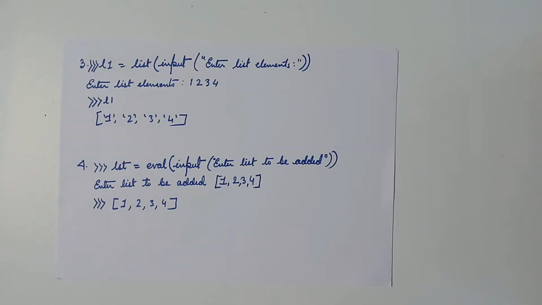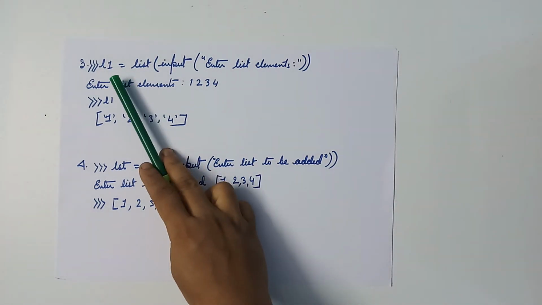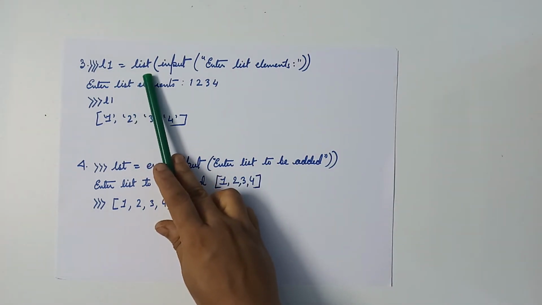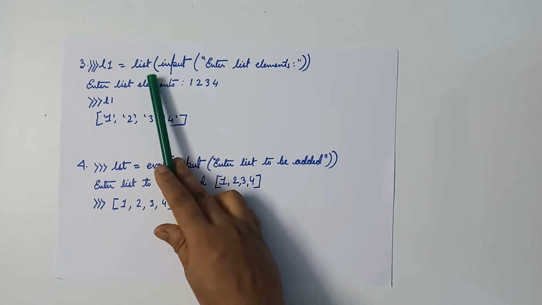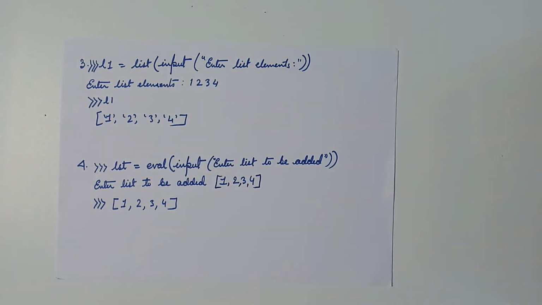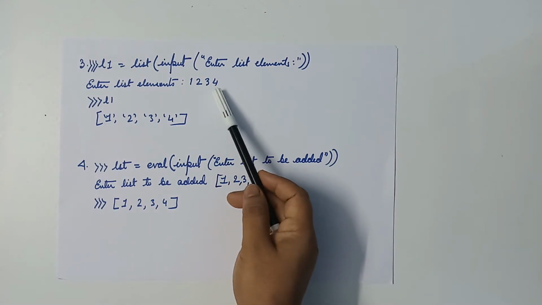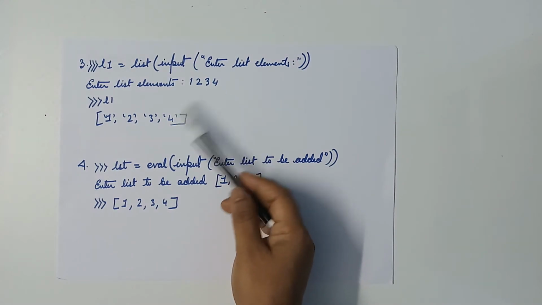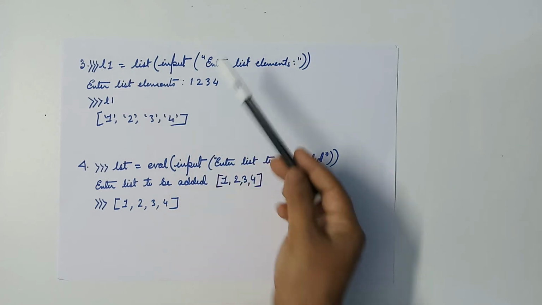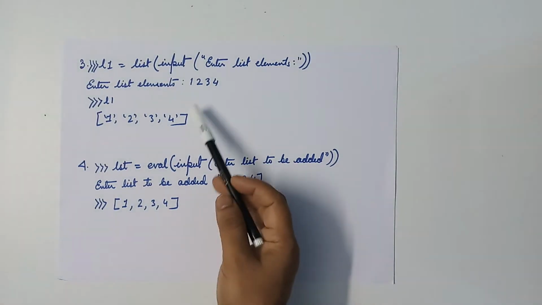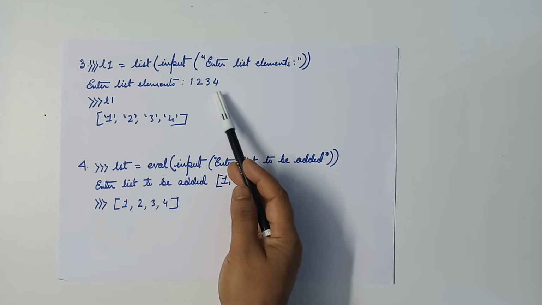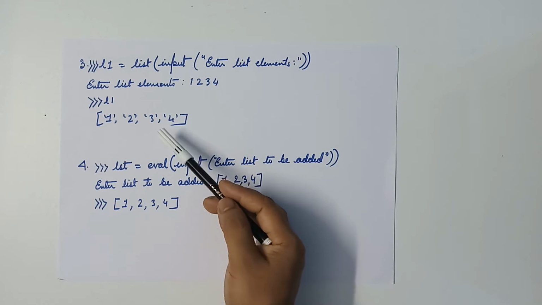We can accept elements for a list from the user also. Here we have declared a list L1, and we have used the list constructor, and within this we are using the input function through which we are giving the message to the user, enter list elements. Let's say the user has entered 1, 2, 3, 4. Now 1, 2, 3, 4 will become the elements of the L1 list. One thing you have to notice over here: when 1, 2, 3 were entered, they were entered as if they are integers, but they are stored in the form of strings.